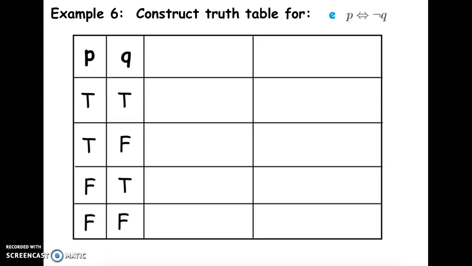This is example 6 of lesson 8D, our logic unit. And we're going to create a truth table for this question. So we're going to first work on this symbol, which represents the negation of Q. So that'll be our third column, Q and a negation.